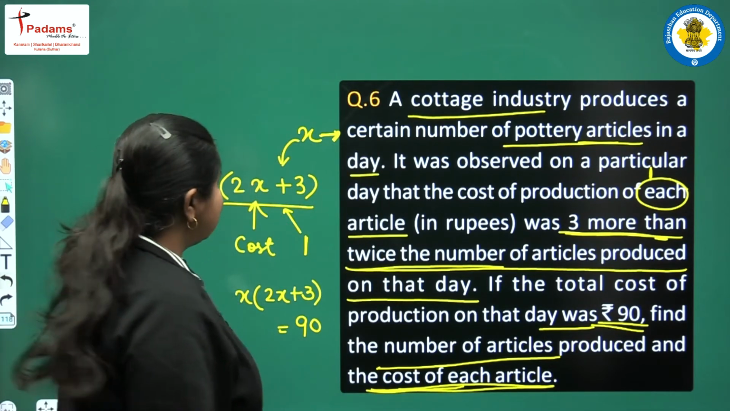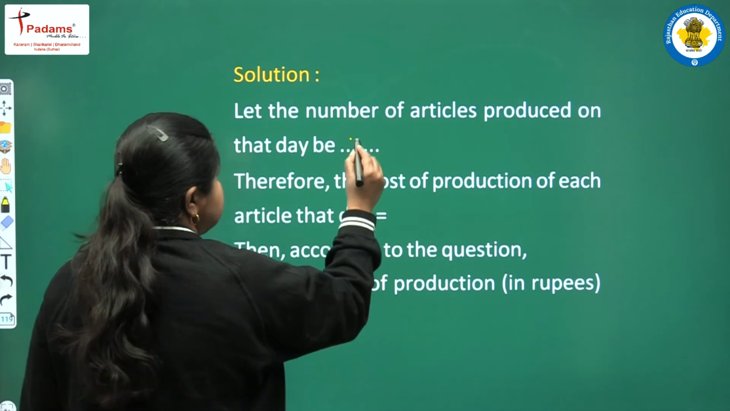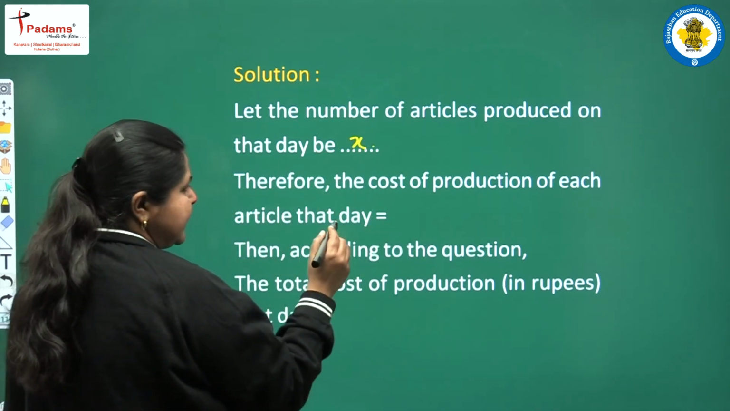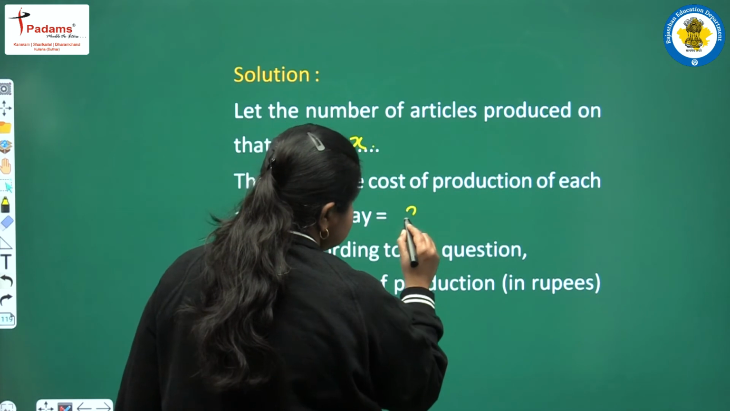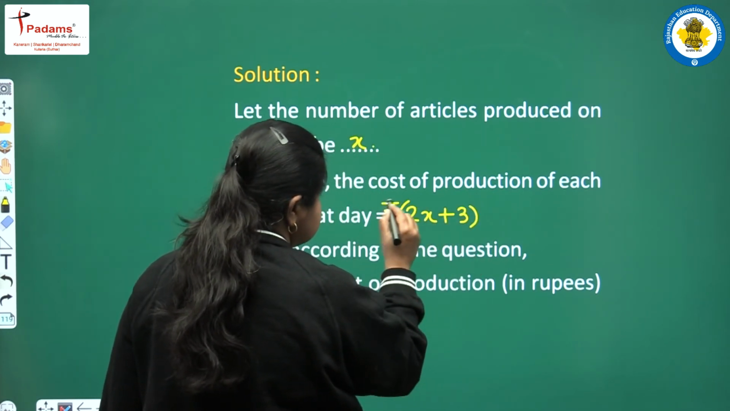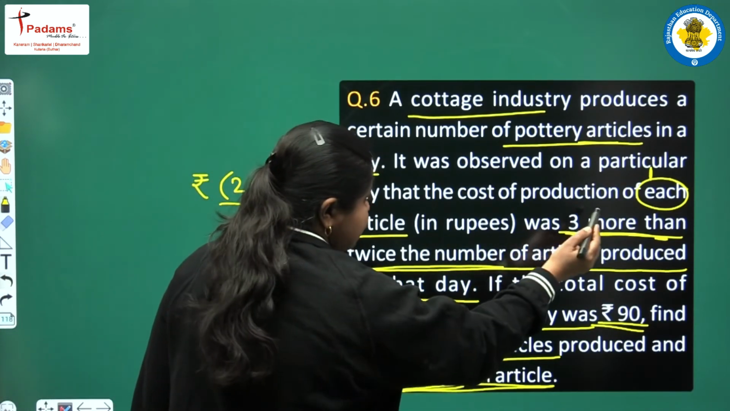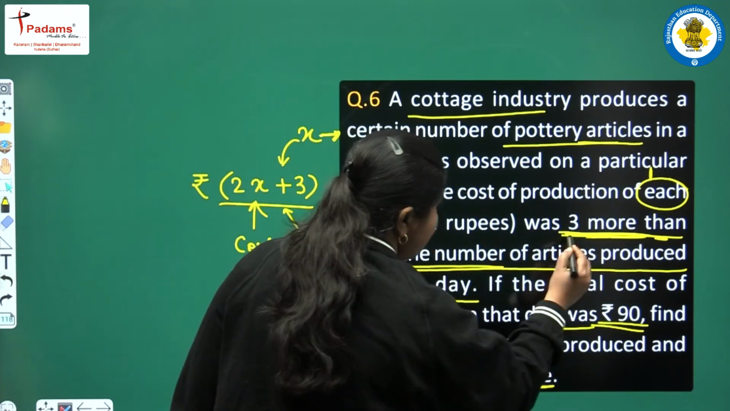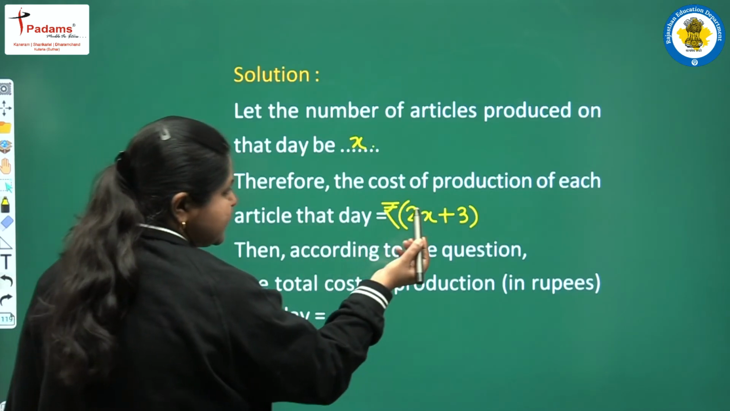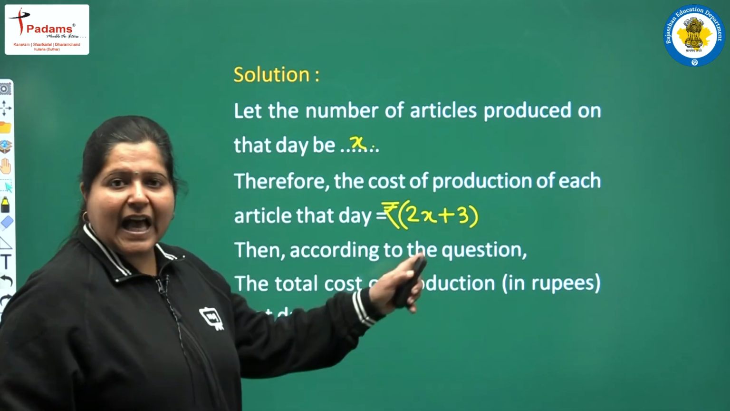Okay, we begin. Let the number of articles produced on that day be x. Therefore, the cost of production of each article that day is 2x plus 3, and this is in rupees. Okay, कैसे दिया हमने ये देखिए फिर से एक बार. The cost of production of each toy was 3 more than twice the number of articles produced. So articles produced is x, twice of it is 2x and 3 more, for it we have plus 3.